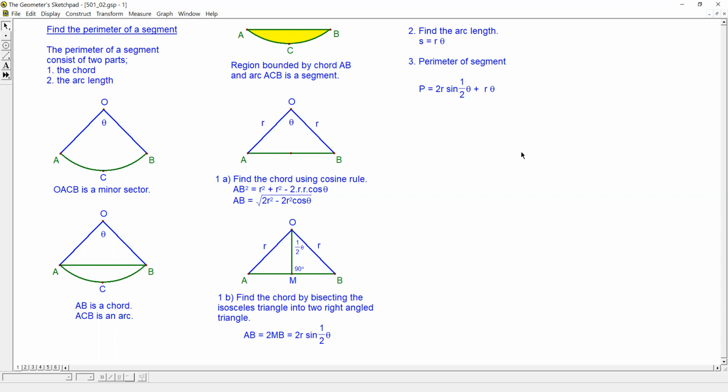Can you still remember the cosine rule? Cosine rule means what? A square equals B square plus C square minus 2BC cos A. Can you remember this formula? Did you learn this in Form 4? Yes, you learned this in Form 4, right? Li Yin said you learned this in Form 4. Ang Li Wen also says she learned it in Form 4.